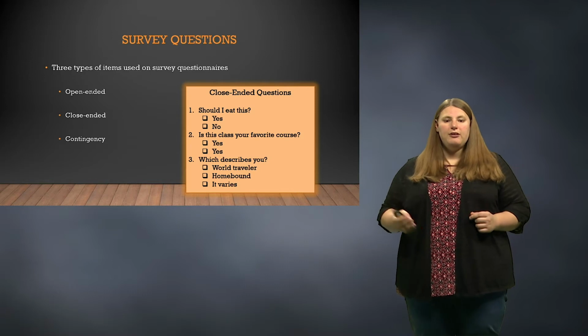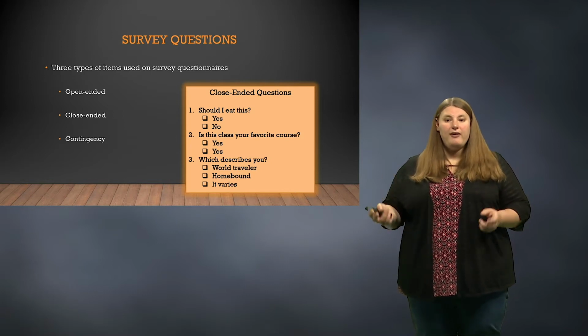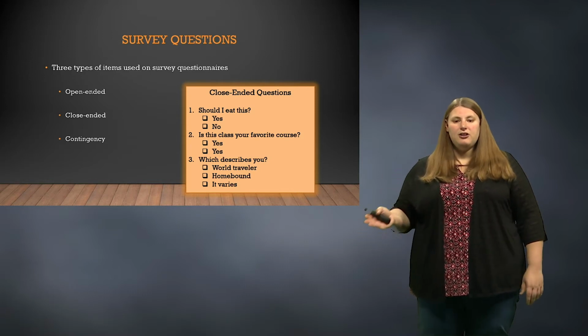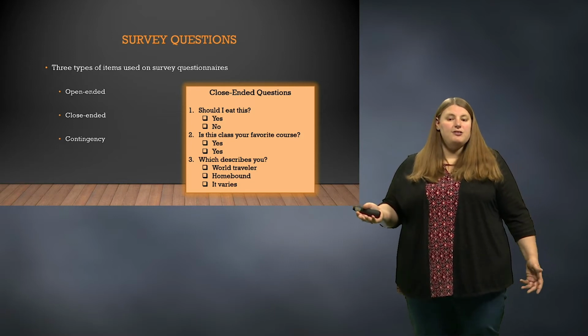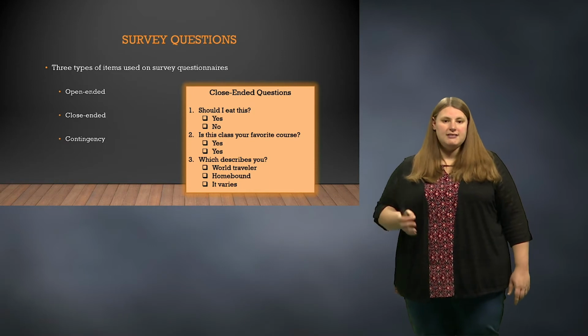In question 3, respondents are given the option of "it varies" to indicate that they disagree with both the world traveler and the homebound descriptions. I could have also used an other category for the same exhaustiveness purposes.